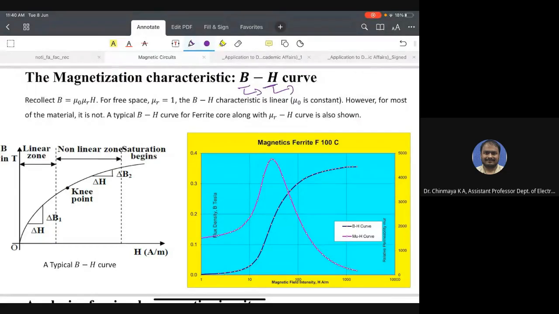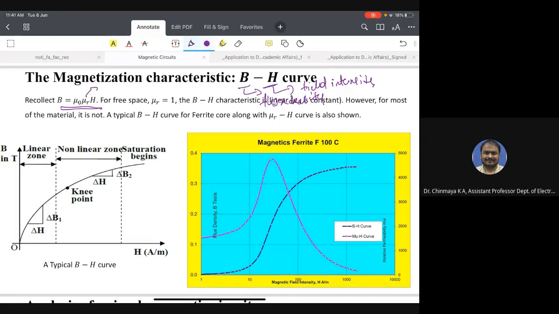So we know that in any magnetic material, B is the magnetic flux density, and H is the magnetic field intensity. We know that B and H are related as B is equal to mu naught mu r into H, where mu r is the permeability of the material.